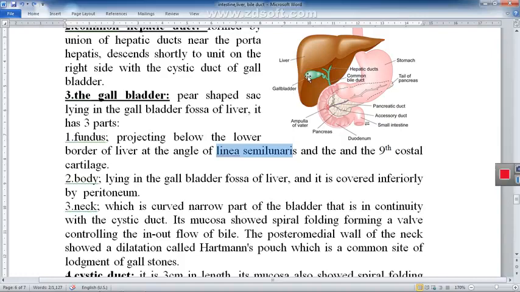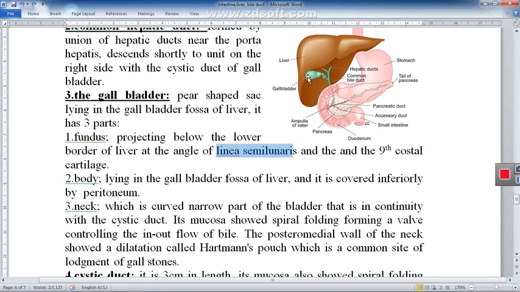Because if the gallbladder is inflamed, as in acute cholecystitis, you may put your finger below the 9th costal cartilage at the linea semilunaris, and you will ask the patient to take a deep inspiration. When the patient takes inspiration, the diaphragm descends, pushing the liver downward, and so the fundus will touch your finger, and the patient will feel very severe pain, and he will stop the inspiration because of that. That is called Murphy's sign. A positive Murphy sign indicates inflammation of the gallbladder.